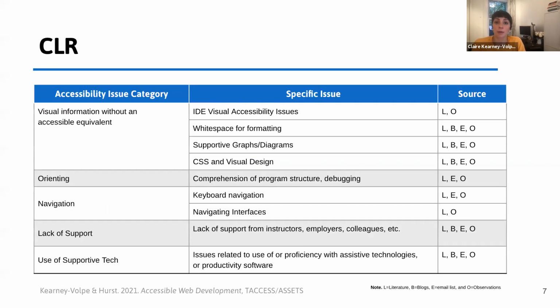Key takeaways from those: in the comprehensive literature review, that yielded 5 very general categories of accessibility issues: visual information without an accessible equivalent, orienting, navigating, lack of support, and finally, knowledge and use of supportive technologies. There are a number of specific issues, and primarily these issues were broadly applicable to programming accessibility.